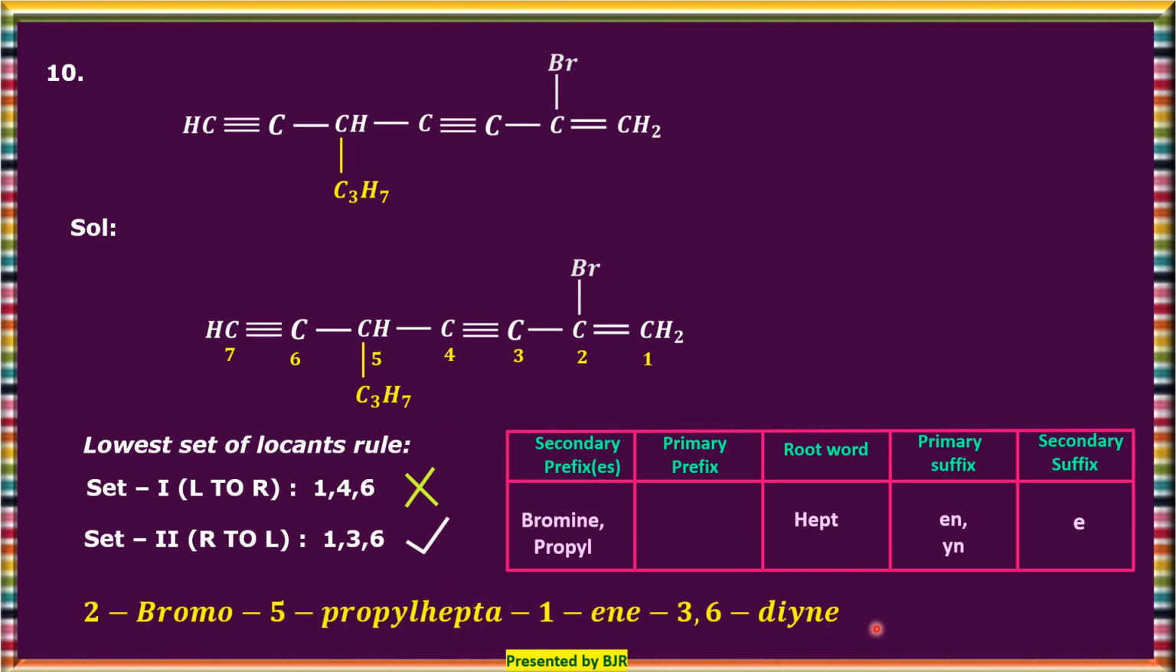You can see the IUPAC name. 2 bromo, 5 propyl hepta, 1 yne 3, 6 diene. Here E is not dropped from ene. Why? Because it is followed by the suffix beginning with D. Okay, thank you.